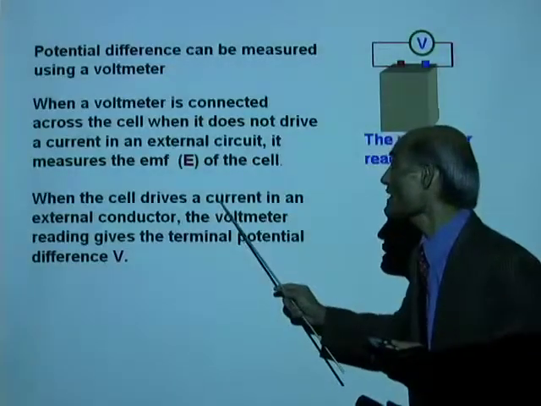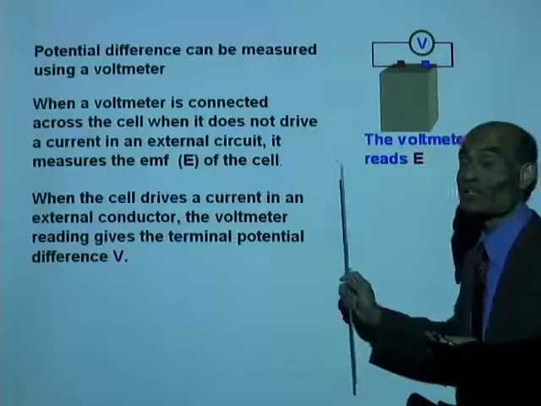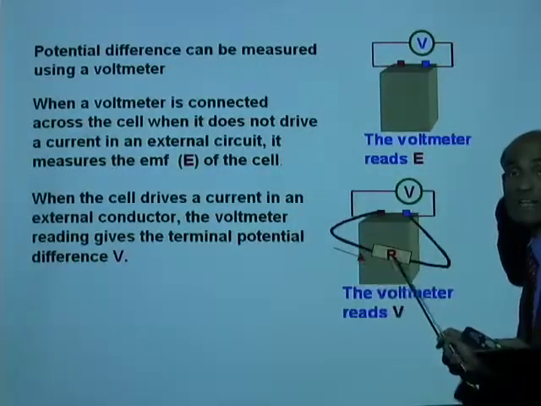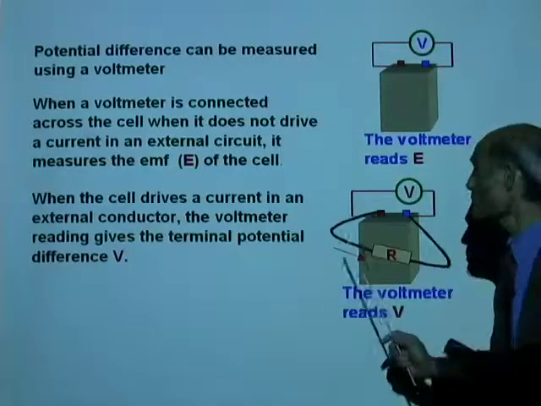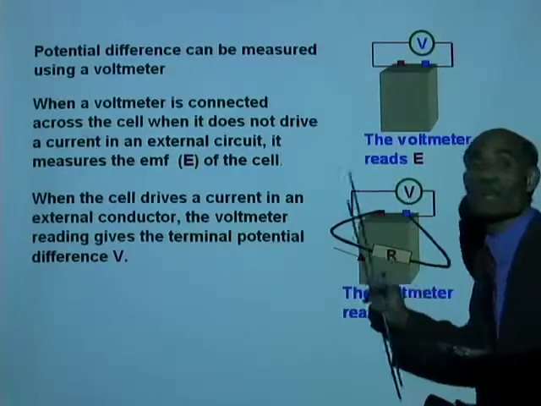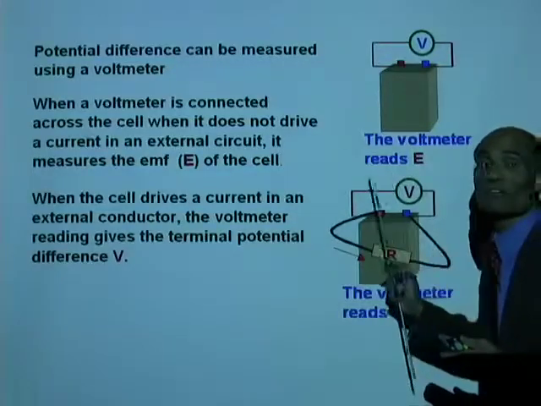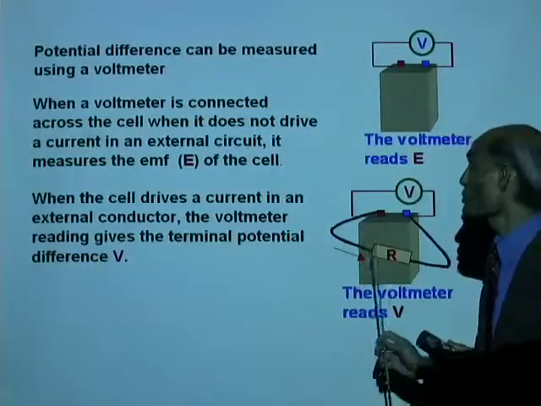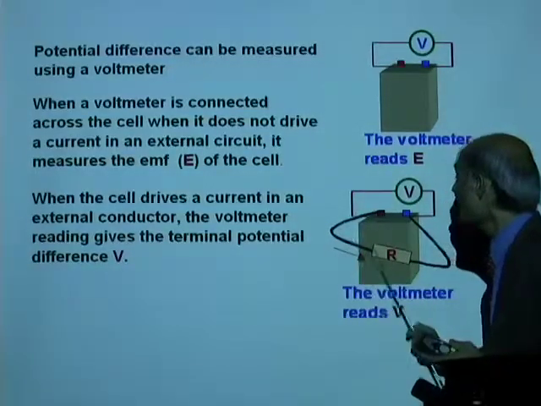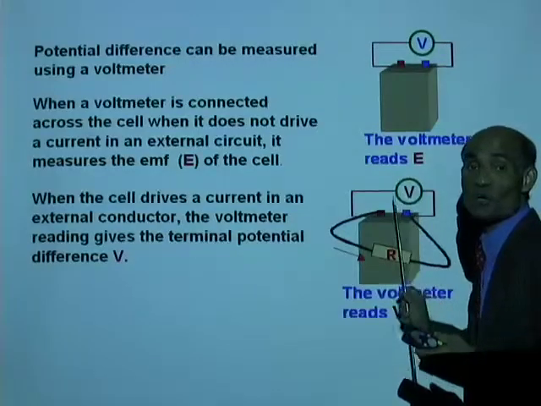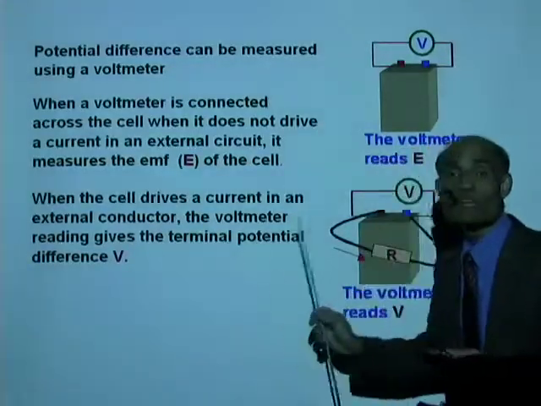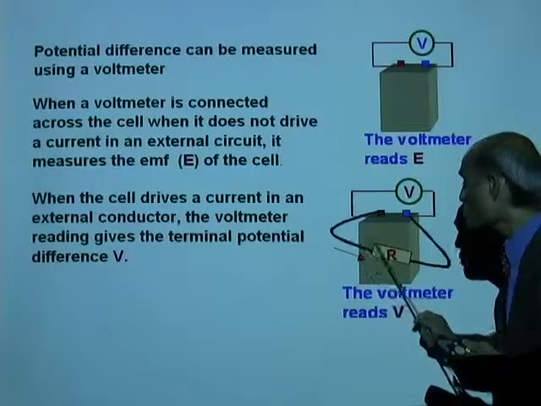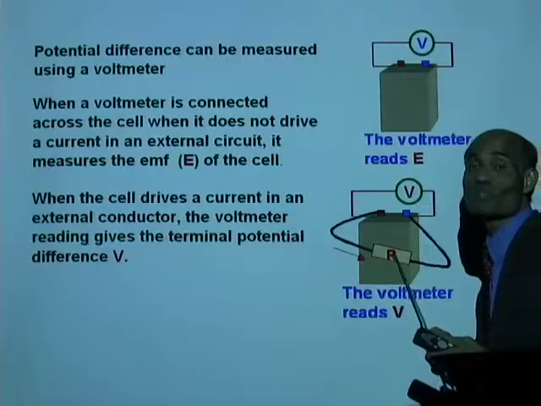When the cell drives a current in an external conductor, if you now allow the cell to drive a current in an external resistor, like I showed you, the voltmeter reading will now be less than the EMF. And we now call it the terminal potential difference, the potential difference between the ends of the resistor. So this terminal potential difference V, which is less than E, is a measure of the potential difference between the ends of this resistor.